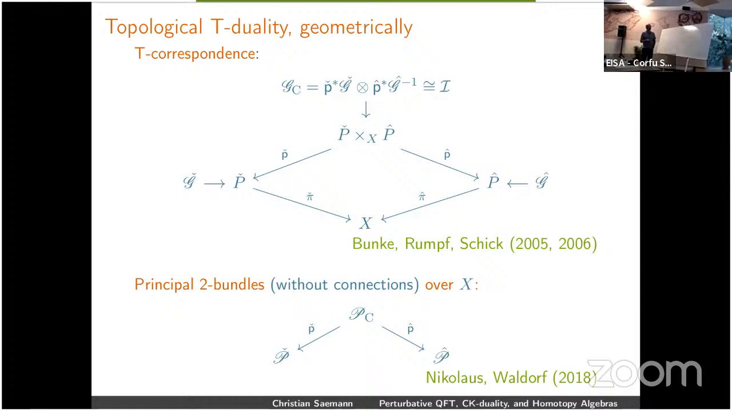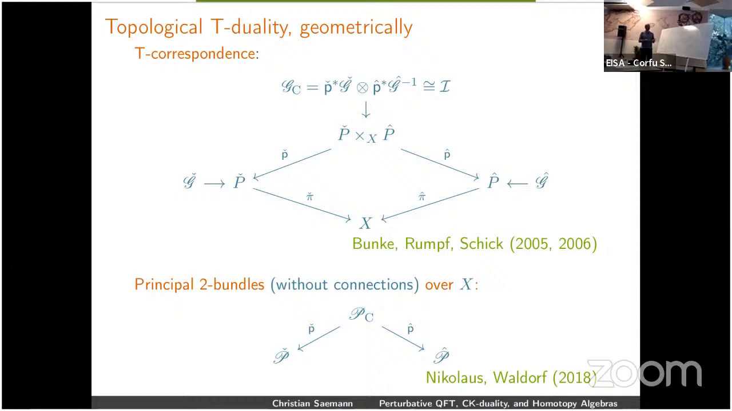You can combine this principal circle bundle and the gerb into something that's called a principal two-bundle. But the technology that was readily available in the literature up to 2018 essentially allowed you to do that only at the topological level. Because the natural question then is to ask, what happens if we put connections on these? Because the connections actually also define the metric via the Kaluza-Klein metric and the B field. And then we should be able to describe the full T-duality, right? Not just the topological T-duality, but actually the full T-duality.